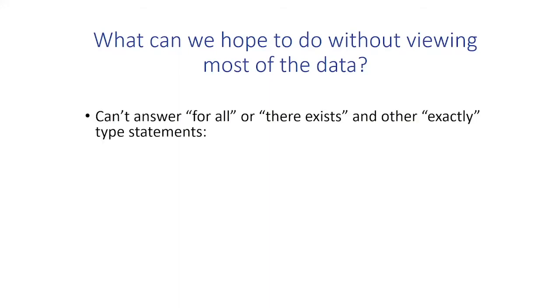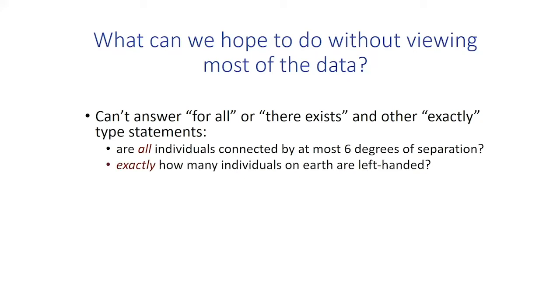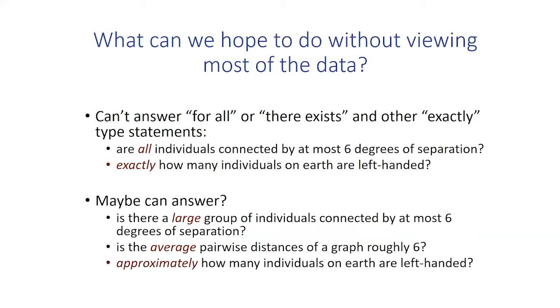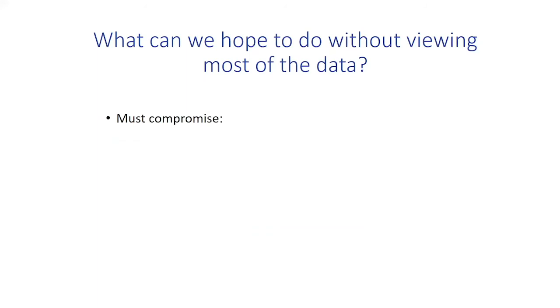You can't answer exact type questions, like whether for all pairs of people on earth, they're connected by a path of length at most 6, or there exists type questions. For example, exactly how many individuals on earth are left-handed? It's constantly changing, and it's not something you could even hope to answer. But maybe you could answer some kind of approximation. For example, is there a large group of individuals connected by at most 6 degrees of separation? Is the average pairwise distance in a graph roughly 6? Approximately how many individuals on earth are left-handed? These approximations are something you could hope to do. If you can't view most of the data, we're going to have to compromise somehow.